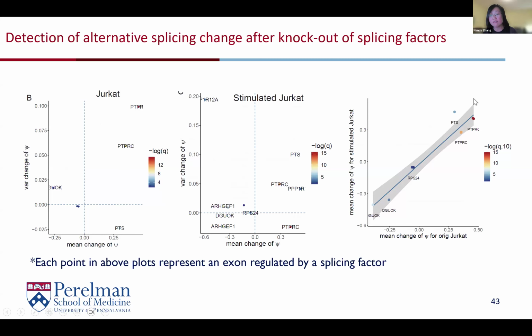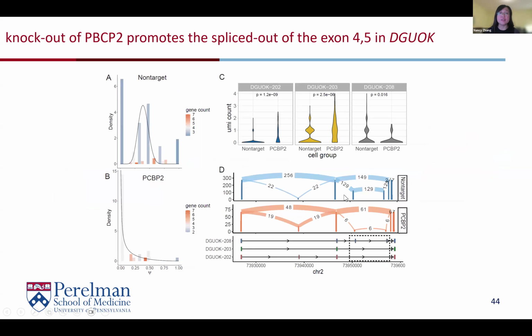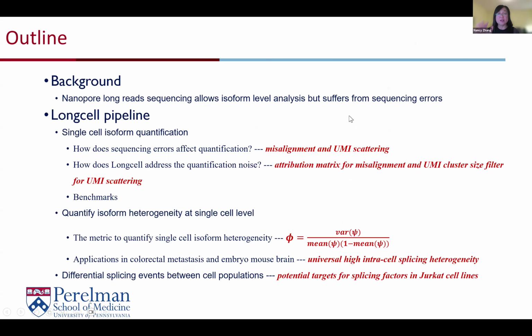And what increased our confidence in our detections is that when you plotted the mean change for psi across the experiments, they have very high correlation. So that says that at least the direction, the fold change, is reproducible. So here's just an example of one specific gene, one specific isoform, before knockout and after knockout, you see a difference in their psi distributions. So I just want to wrap up.